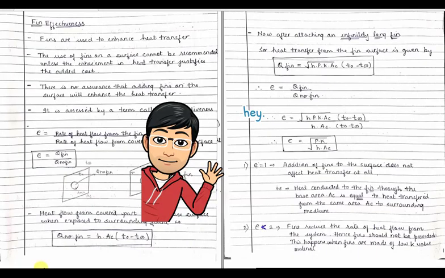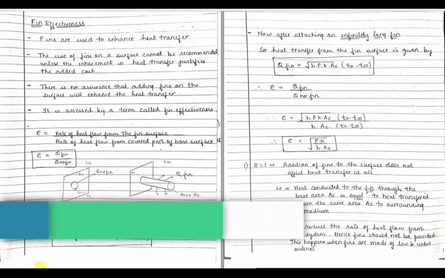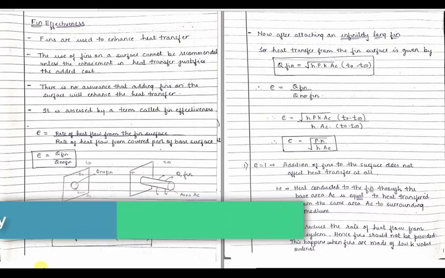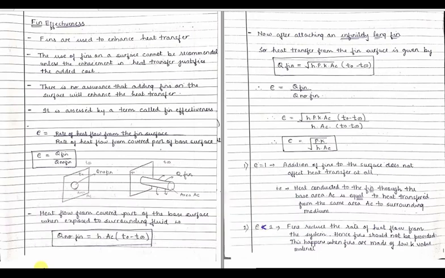So today we will start with the new point, that is nothing but fin effectiveness and fin efficiency. These are nothing but the fin performance parameters. We will see them one by one. First we will see the effectiveness and later on we will see the efficiency part.